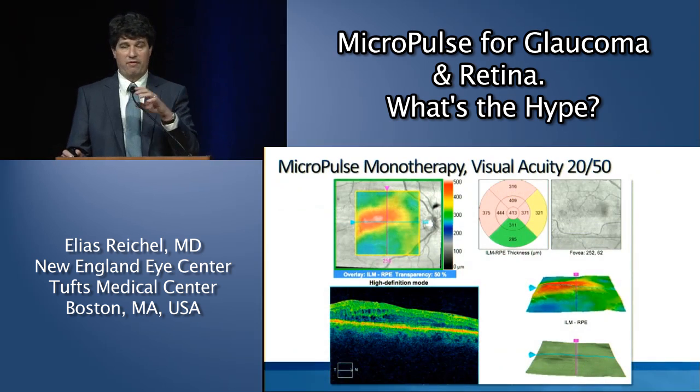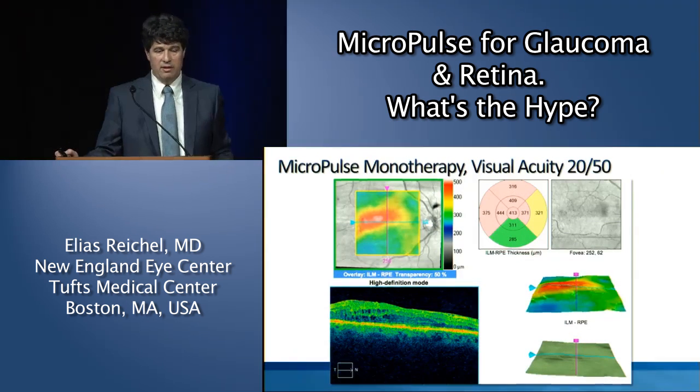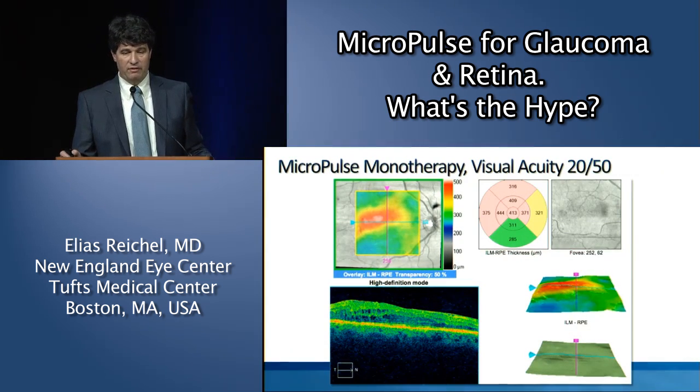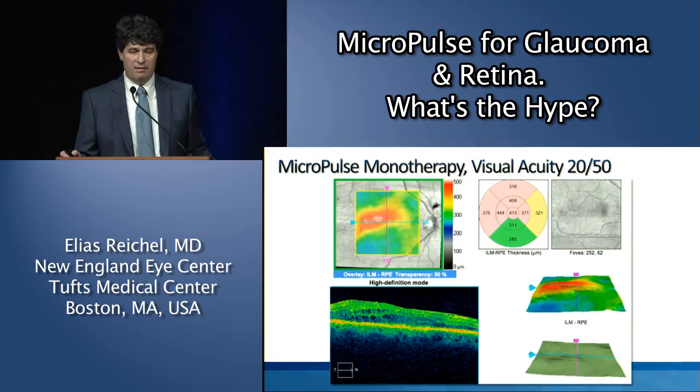So this was one of my first cases. This patient was treated with 20/50 vision, has modest macular edema. You can see that there's red in the center of the topographic image. There's thickening of the retina. This patient received treatment through the fovea. You can see that this is involving the fovea.